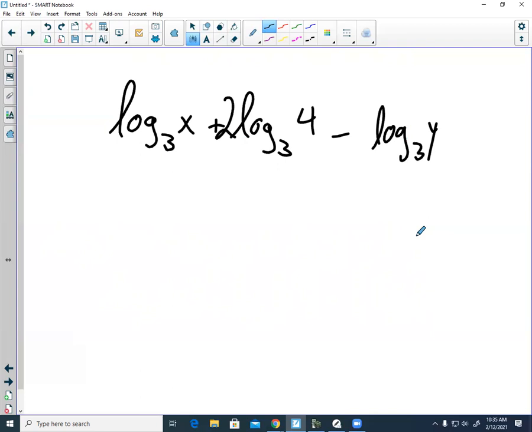So instead of doing quotient, product, power, now you're going to flip them. You're going to do power, product, quotient. Okay. So if you have questions on this, let me know. We'll work through it together. We'll get back to it on Monday, and we should be able to finish it up.